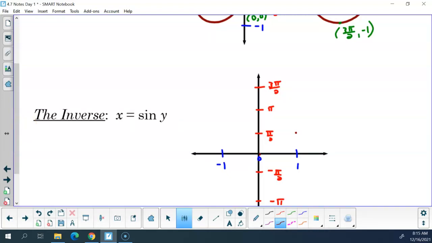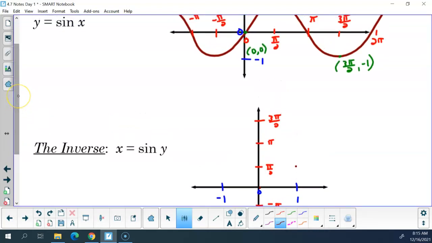Then my next one was 0, comma pi. So that's going to become, or excuse me, pi, comma 0 is what it was. It's going to become 0, comma pi. So that's right there. My next one then is 3 pi over 2, comma negative 1. That's going to become negative 1, comma 3 pi over 2.